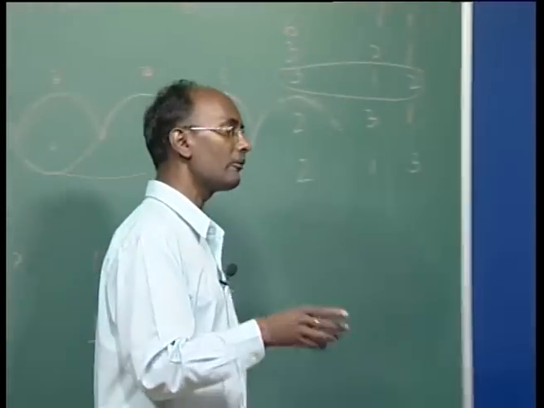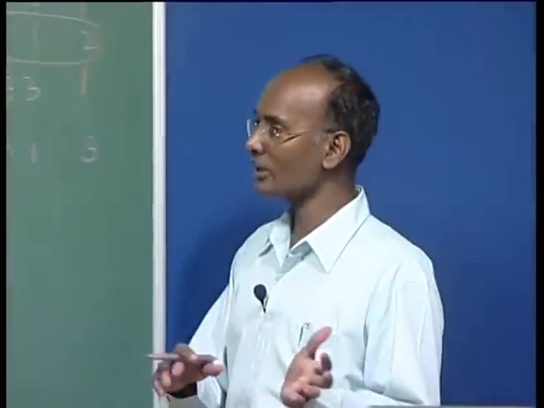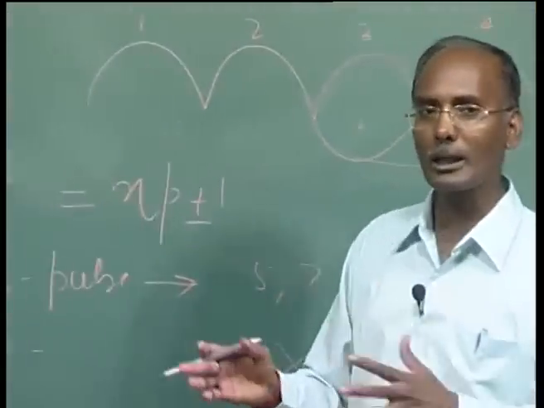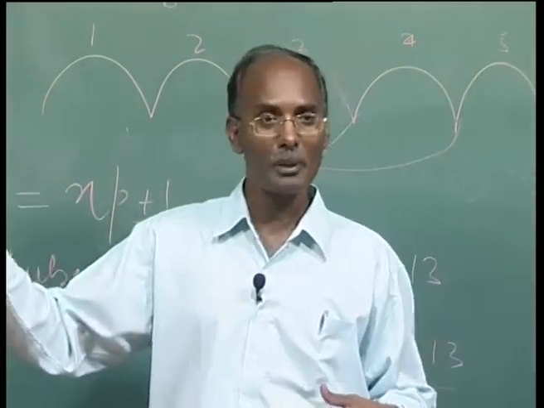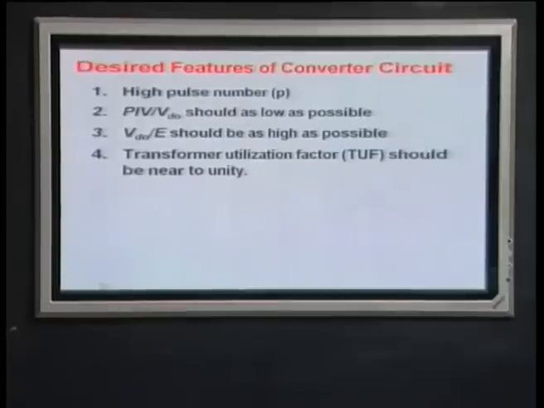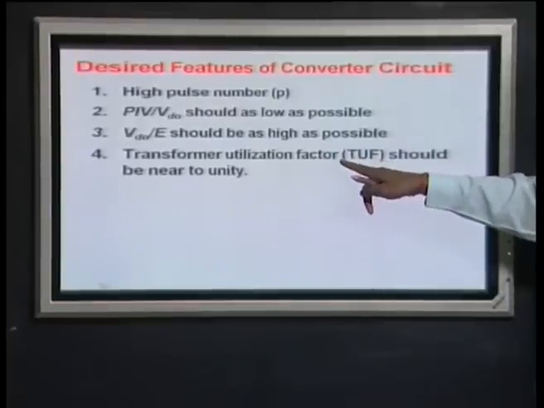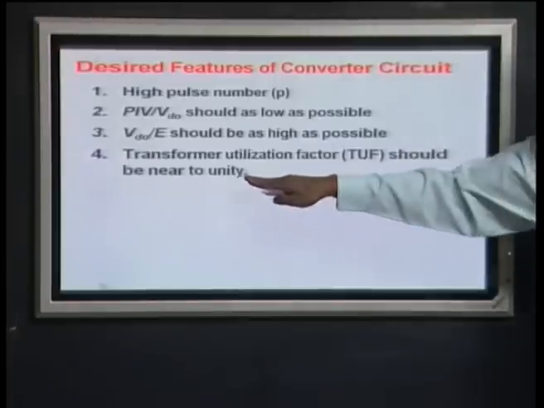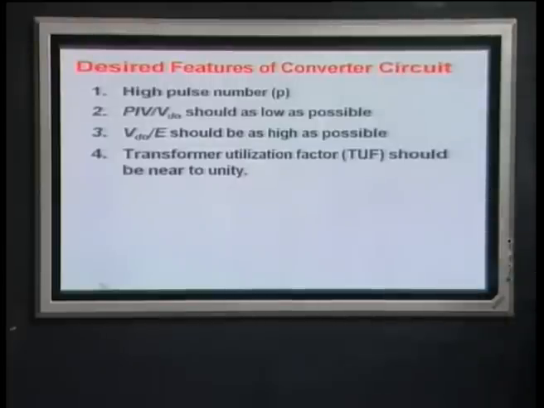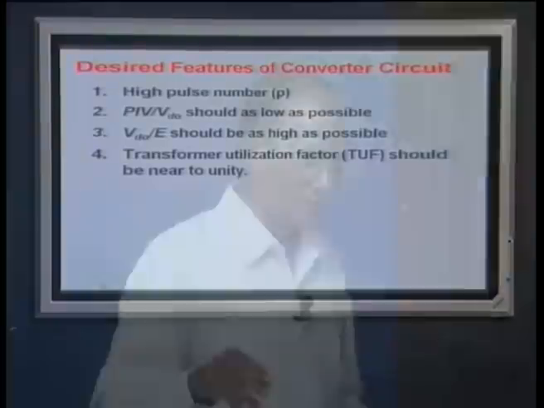Now, there are many kinds of efficiency. Efficiency here is not only related to loss, it is related to your material and your performance. It is not always P output upon P input, but here we are taking the DC output divided by the AC rating of the transformer. This value is normally more than unity, but the reverse is always less than unity. So the transformer utilization factor is equally important and should be taken care of.